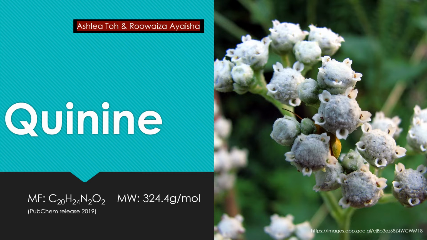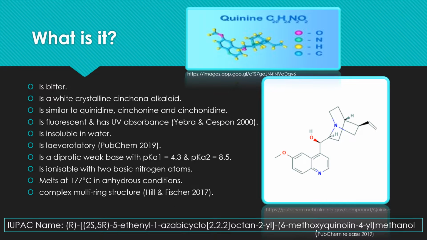Quinine was first isolated from the bark of the South American cinchona tree in 1820. It's an organic white crystalline compound with an elaborate IUPAC name, as shown at the bottom of the slide. Analytical chemists get excited to work with it due to its fluorescence and UV absorbance. It has been exploited due to its distinctive properties.